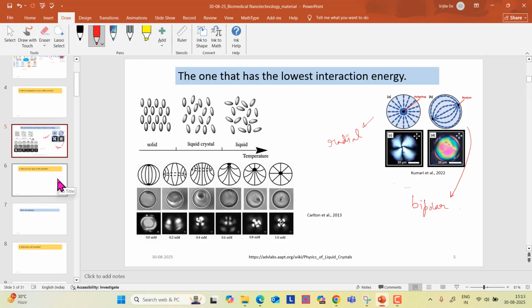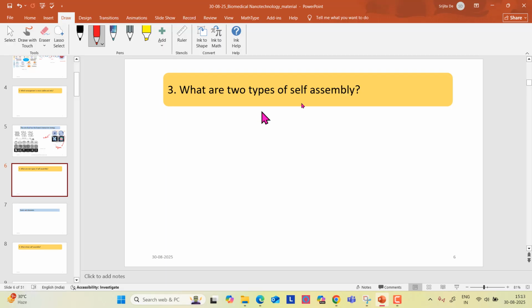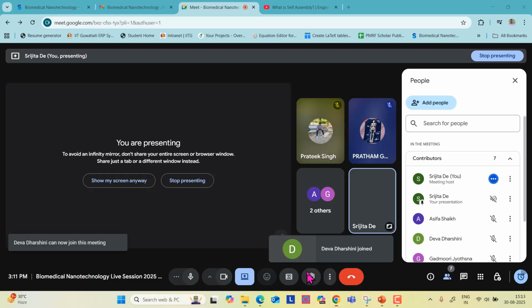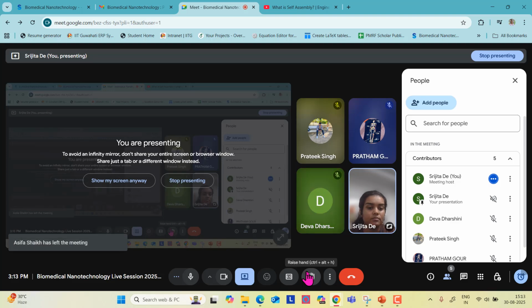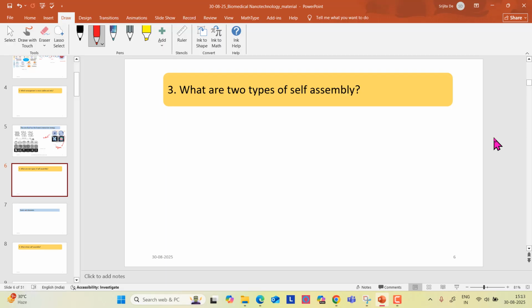Next is, what are the two types of self-assembly? What are the two types of self-assembly? Tell me. You can write in the chat also.